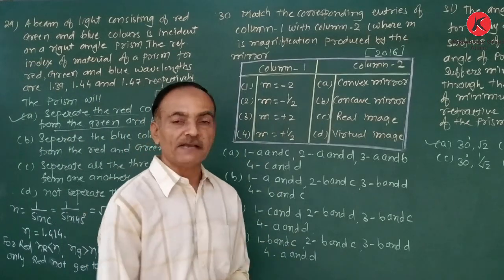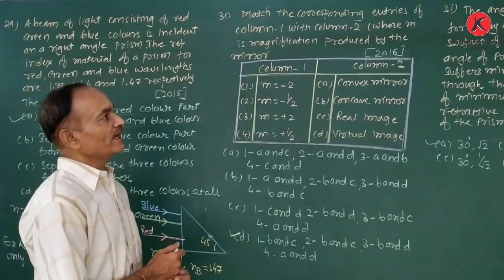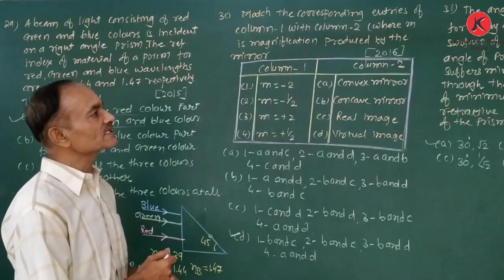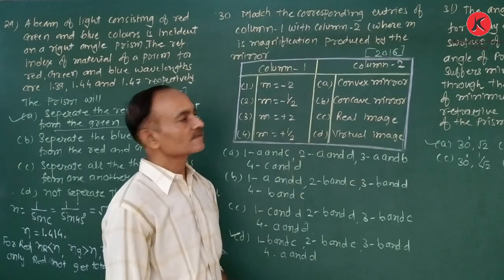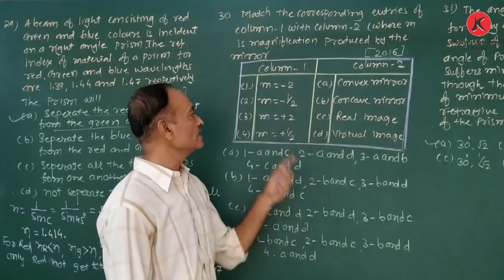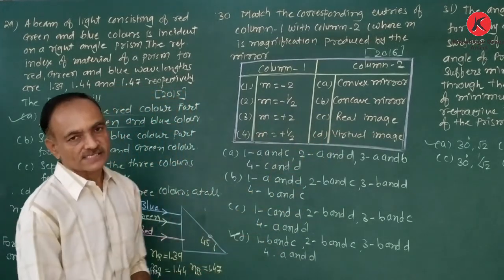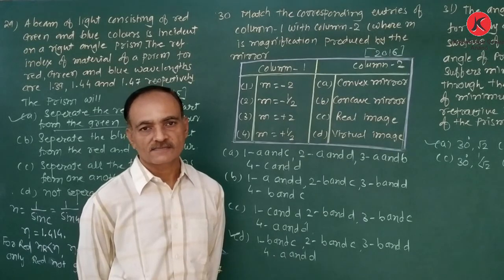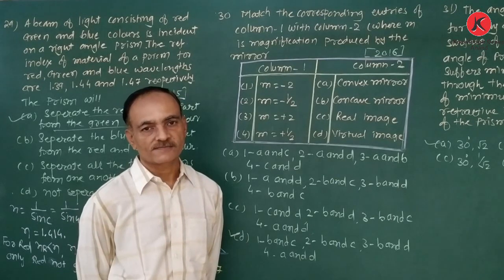Now, the next question depends on the theory base and also the knowledge base for mirrors. Make the corresponding entries of column 1 with column 2, where the aim is the magnification produced by the mirror. First, magnification is given as -2, so convex mirror. M is equal to -1/2, concave mirror. M is equal to +2, option C, real image. M is equal to +1/2, virtual image. Now listen, magnification is negative, that means the image is an inverted image. Magnification is positive, that means which type of image? A virtual image is obtained. Okay. Now listen.